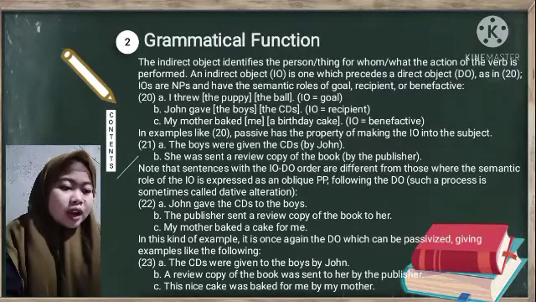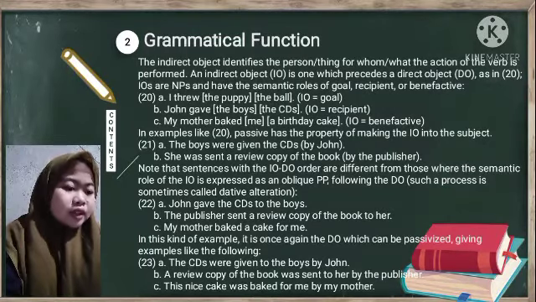20. A. I threw the puppy the ball. The indirect object is goal. B. George gave the boys the CDs. The indirect object is recipient. C. My mother baked me a birthday cake. The indirect object is benefactive. In examples like 20, the passive has the property of making the indirect object into the subject.